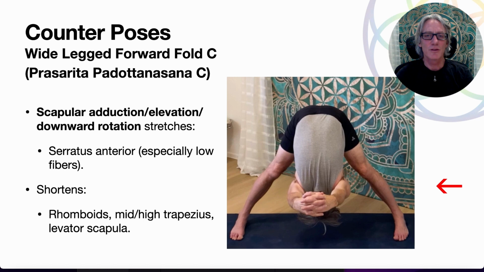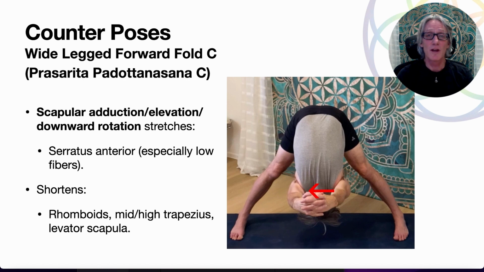This is prasarita padottanasana C. And again, I'm mostly concerned with the shoulders in this posture. What's happening here is that the scapula are adducting, they're elevating, and they're downwardly rotating. So that's going to be a big stretch for your serratus anterior muscle, especially the low fibers of it that are responsible for producing upward rotation, which is what often blocks full arm abduction.